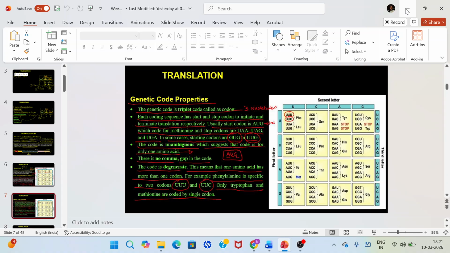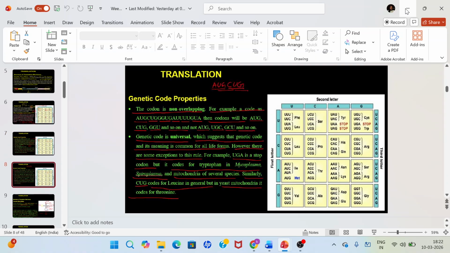The code is degenerate. This means that one amino acid has more than one codon. For example, phenylalanine is specified by two codons, UUU and UUC. Only tryptophan and methionine are coded by a single codon. Only these two amino acids are coded by a single codon. Otherwise, all of the other amino acids are coded by more than one codon. Okay. Further properties: the codon is non-overlapping.